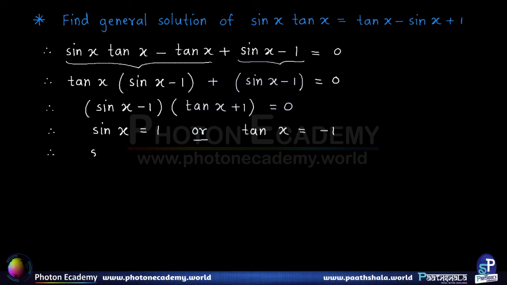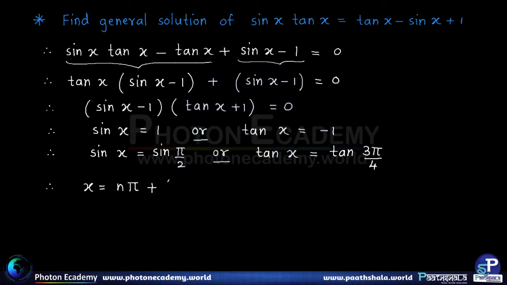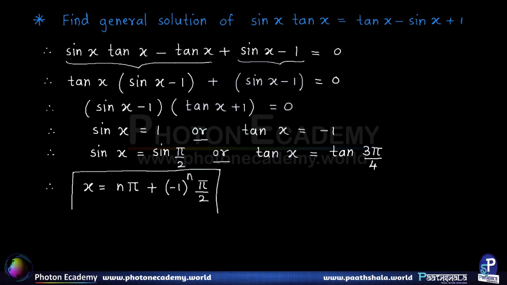That means sin x equal to, we can write 1 as sine of pi by 2, which is a known angle, or tan x equal to, and here we can write minus 1 as tan of 3 pi by 4. So therefore writing the general solution of the first, we have x is equal to n pi plus minus 1 raised to n times pi by 2, right? That's the general solution of the first part.